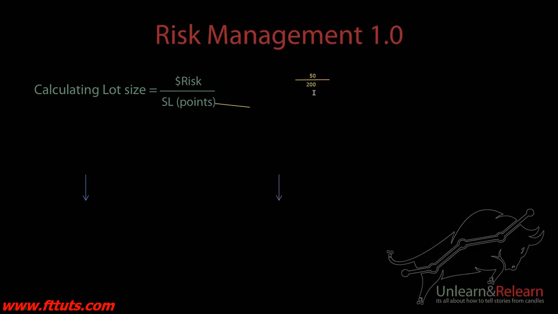So 50 divided by 200, that's going to be around 5 by 20. 5 by 20 is going to be what? 0.4? My mental math is not that strong. Oh, 0.25. Yeah, my bad. So it's going to be 0.25. So for you to risk $50 on a 20 pip stop loss, you'll be using a 0.25 lot.